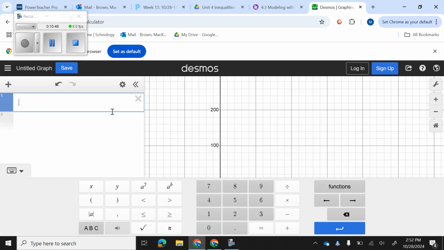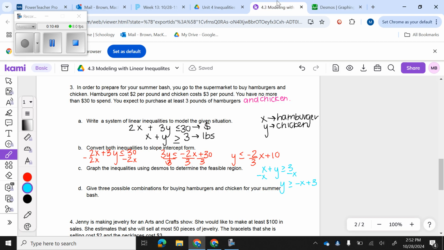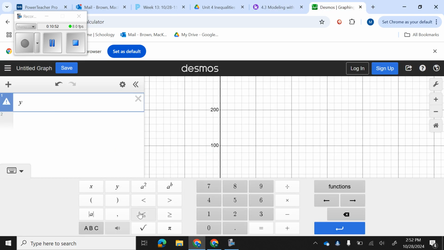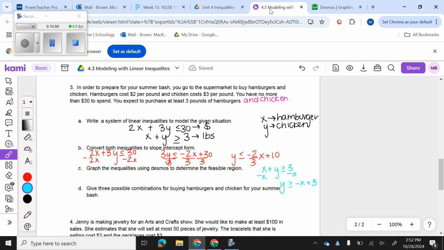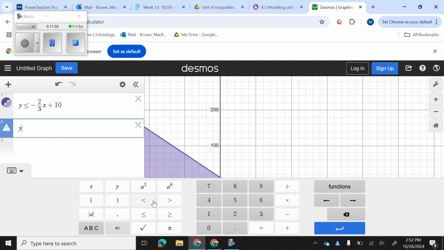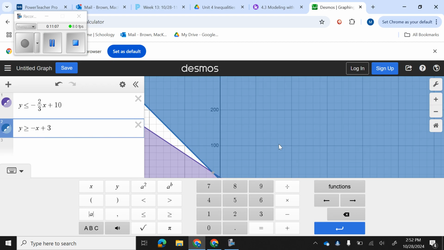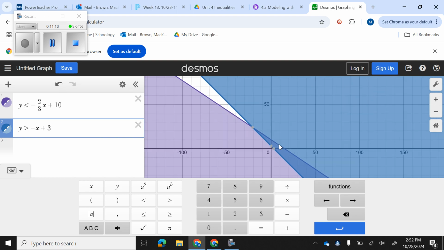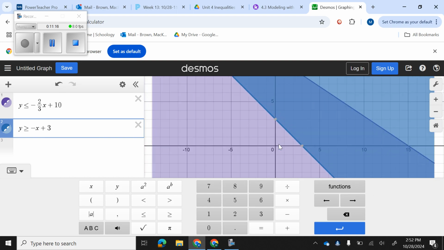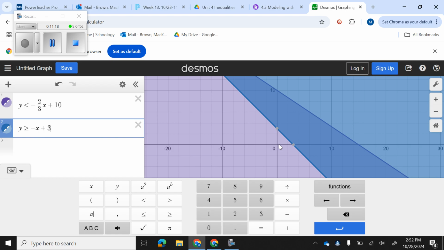So I've got y should be less than or equal to negative 2 over 3x plus 10. There's my first inequality. And then my second inequality should be y is greater than or equal to negative x plus 3. All right, so I need to look at my feasible region, which is going to be where they overlap. So I'm going to zoom in. And remember, I can only have positive numbers because I can't have a negative amount of chicken and burgers. So my feasible region is everything in here.